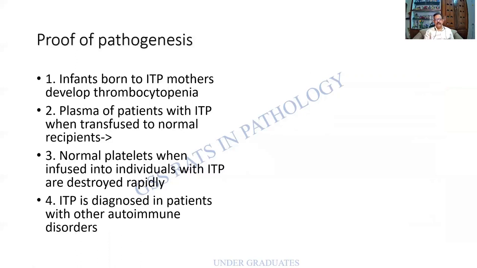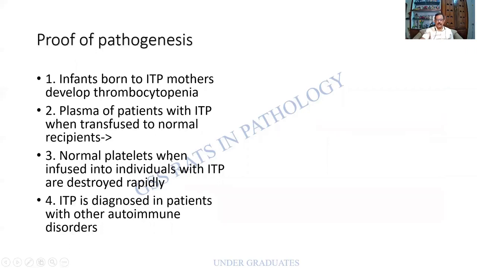And how do you know that it is an autoimmune disorder? You find that infants born to mothers with ITP also develop antibodies, because the mothers will be having antibodies to the platelets and these will be crossing the placenta. Therefore, infants born to ITP mothers develop thrombocytopenia. When plasma from patients with ITP is transfused to normal recipients, the normal recipients also develop thrombocytopenia because the patients with ITP will be having antibodies.